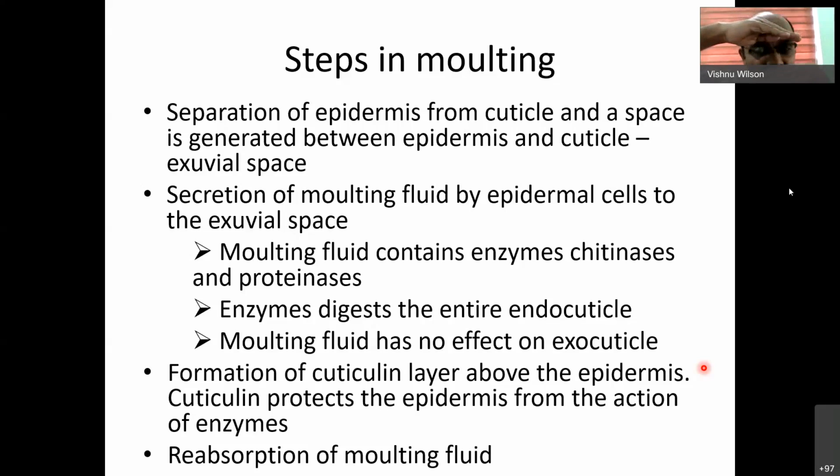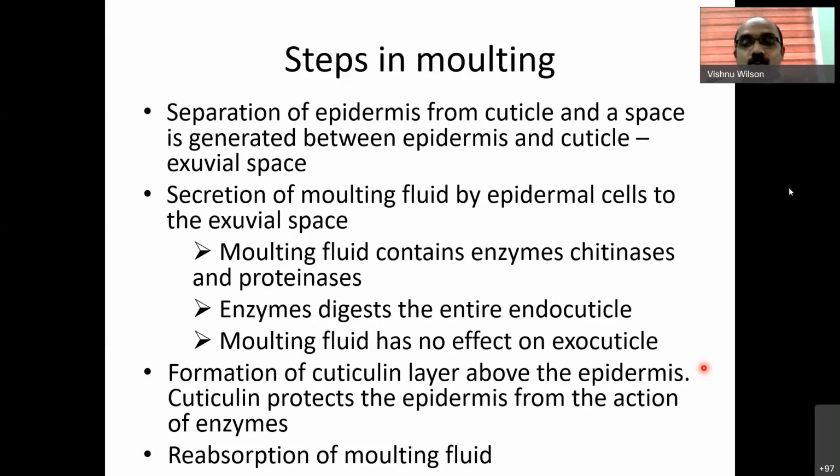You remember the last class. It consists of three layers: the cuticle, the hypodermis, and the basement membrane. So what happens is during apolysis, first the old cuticle will get slightly separated from the epidermis, and there will be a space between the epidermis and the cuticle. And this space is called the exuvial space.